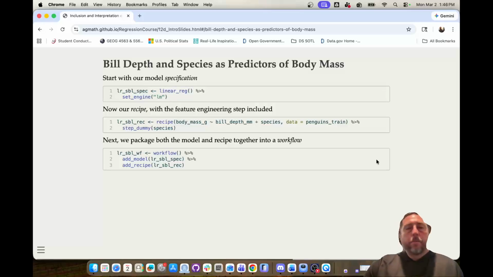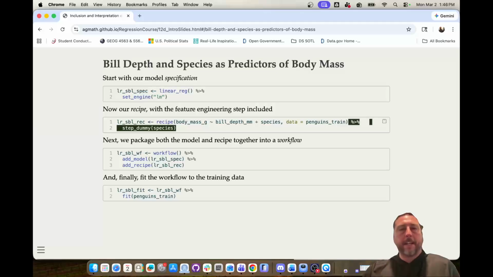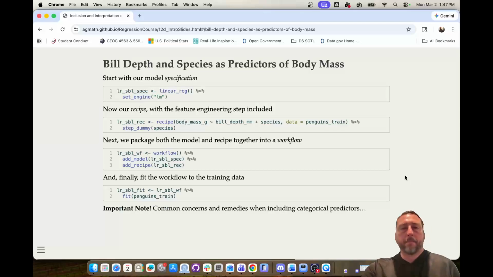After doing this, we're going to package both the model and that recipe together into a workflow just like usual, and we'll fit that workflow to the training data. So again, not much is new here. It's just that now that we're including a categorical variable as one of our predictors, we should be using step_dummy to take that categorical variable and take its levels and convert them into numeric values that can be consumed or used within a linear regression model.